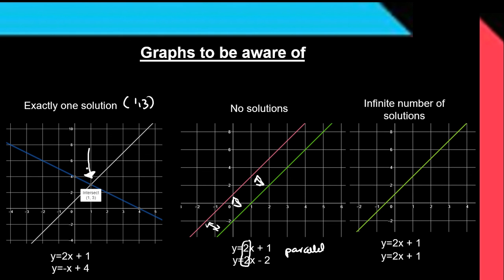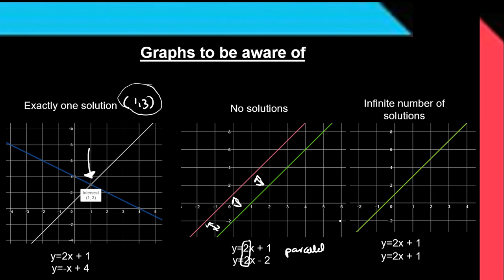Okay, so we have exactly one solution when their gradients are different. Two linear equations intersect at one point. It has exactly one solution. No solutions is if we have parallel lines. An infinite number of solutions is when you have two linear equations that graph exactly the same.